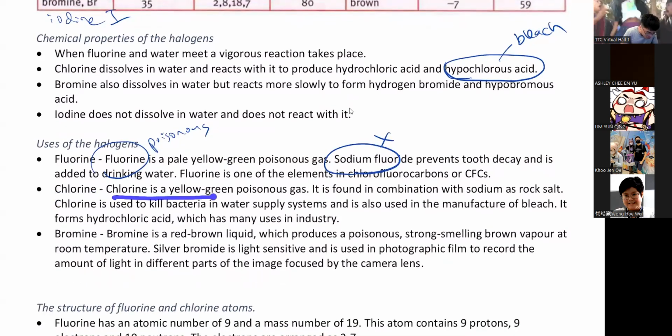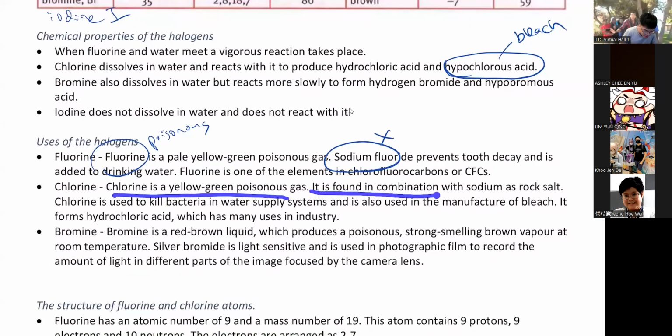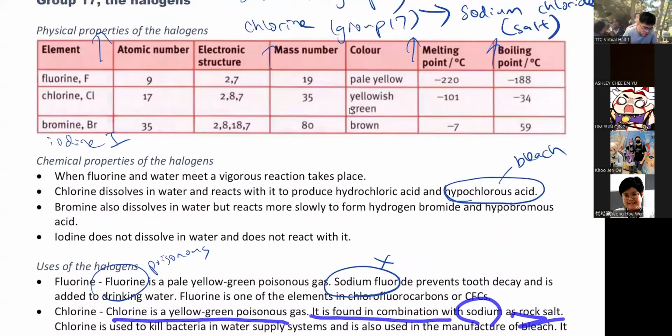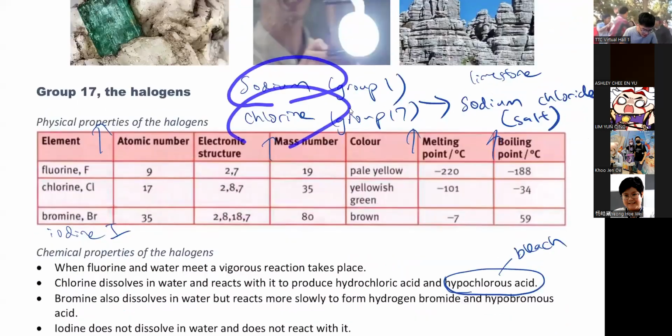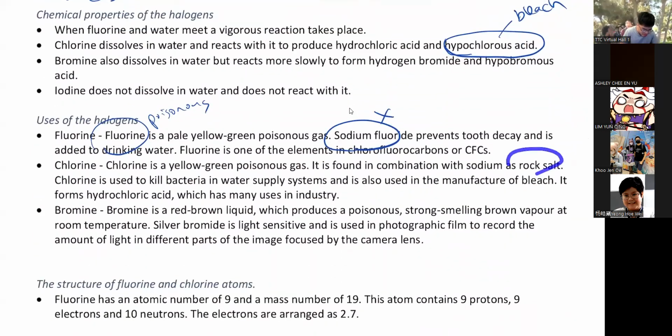So chlorine is a yellow-green poisonous gas that is found in combination with sodium as rock salt. Like I told you, sodium chloride 是盐. Okay, something from group 1 adding to your group 17. Sodium chloride is actually a salt. Okay, this is harmless. Okay, 没有伤害的.